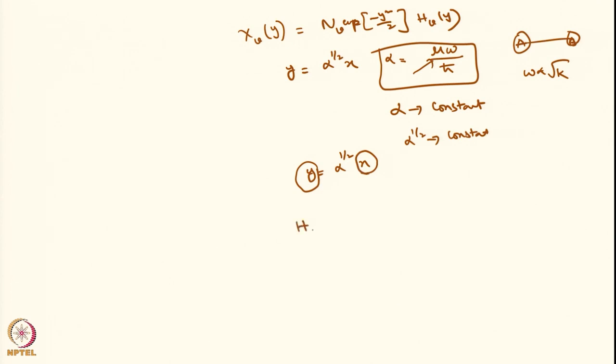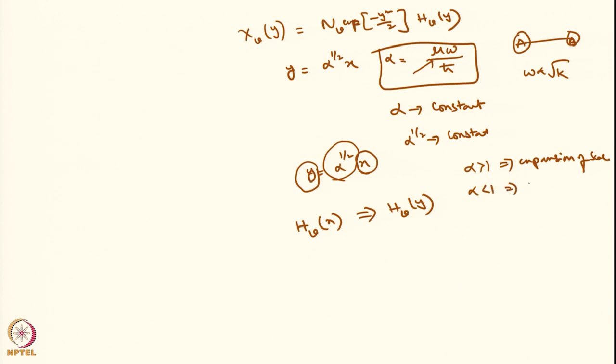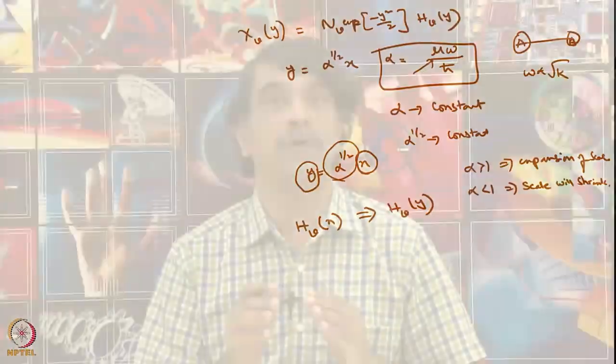So H_v of x transformed to H_v of y will have the same shape, except that depending on the value of alpha, the scale will either elongate or shrink. If alpha is greater than 1, this will lead to expansion of the scale, and if alpha is less than 1, instead of expansion, the scale will shrink. But it will not change the way the function looks. The shape of the function will remain constant.